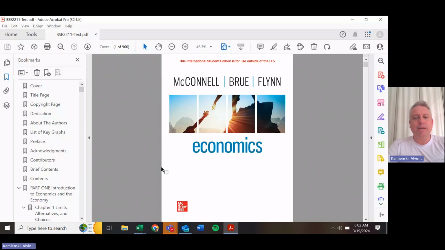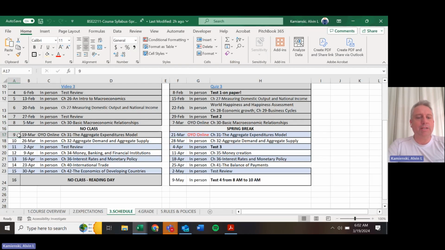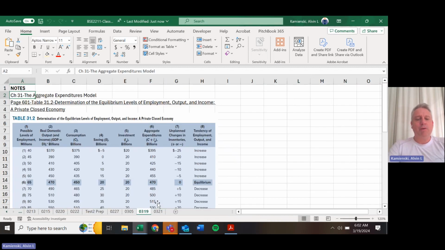And then I have a copy of the textbook that I finally remembered to download and put onto my desktop. And we'll see that what we're working on this entire week is Chapter 31, Aggregate Expenditures. So inside of this course notes file, then, I have one labeled for today, 319 for Chapter 31. Let's start on page 601 in the textbook.